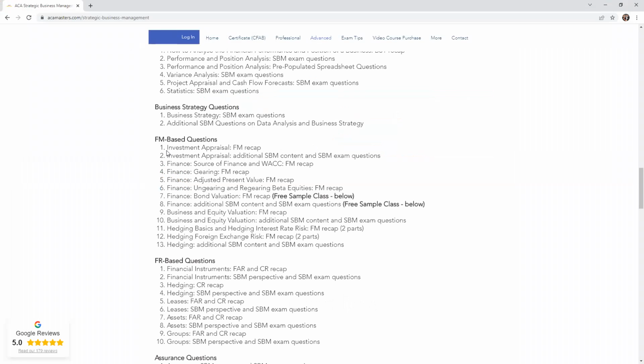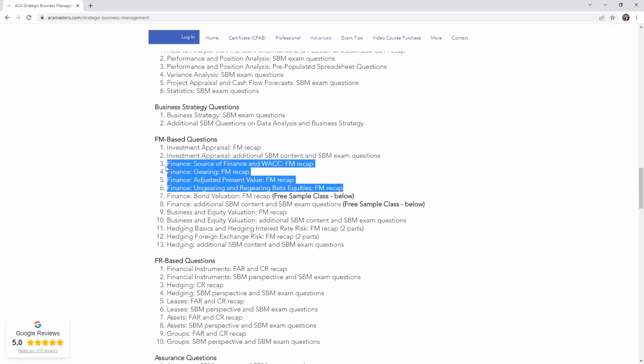Then once you've gone through and mastered investment appraisal, you can start to go through the next topic. The next topic would be finance. As I've said with these FM-based questions, there's a lot of brought forward content from FM, so we've included all of that as part of the course. You can remind yourself on the basics, different sources of finance, cost of capital, gearing, adjusted present value, etc.